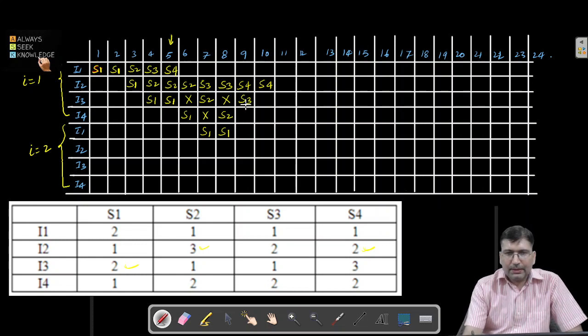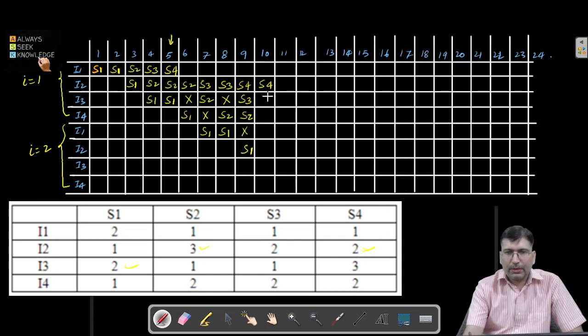So once this I3 has been shifted to S3, then this I4 in S2 was consuming 2 machine cycles. It is still in S2. And I1 in S1 was consuming 2 machine cycles, so it cannot move ahead. But this S1 assembly is available, so I2 has been shifted in S1.